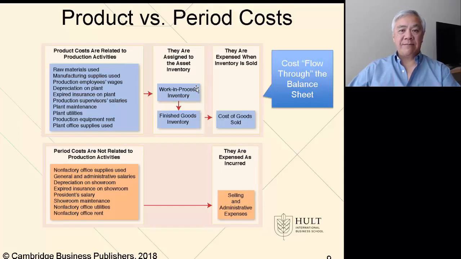Period costs are items, as mentioned, that go flowing straight through to the income statement. Examples are depreciation on the showroom. Notice that depreciation on manufacturing equipment is charged to the product, but depreciation on a showroom or on a sales office or the headquarters are not relevant to the manufacturing of that particular product. These are examples of period costs.